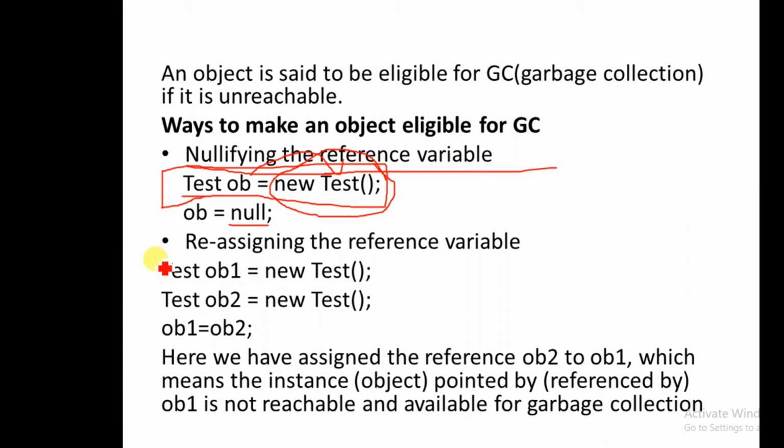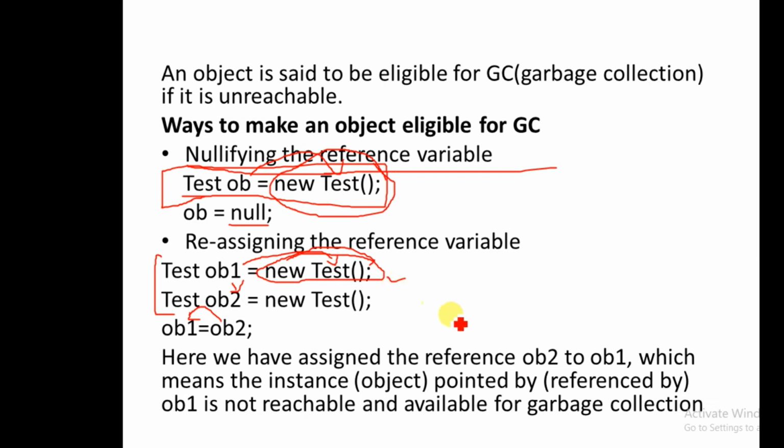The another way is, suppose we created two objects, object 1 of test class and object 2 of test class, and if we assign object 2 to object 1, now what will happen? Previously this object 1 was pointing to this object, and now it is pointing to this object. So this object is free, it is unreachable, so now this object is eligible to be garbage collected by the virtual machine.